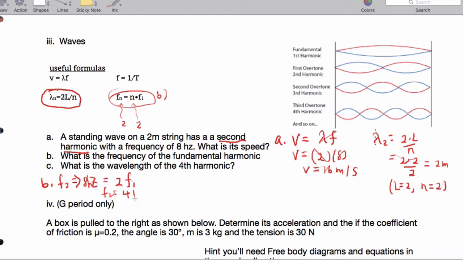Well, isn't that nice? Then for part C, we want to know the wavelength of the fourth harmonic. Again, just keep it simple. 2 times L over 4 is lambda 4. Did I get that right? Okay. 2 times L. Yeah. So that's going to be 2 times 2 divided by 4. And that's giving me 1 meter for lambda 4.